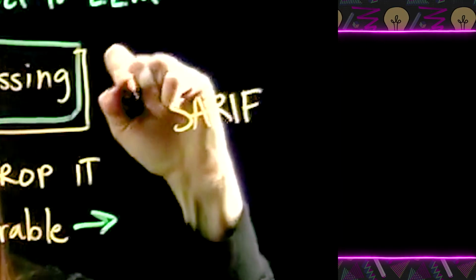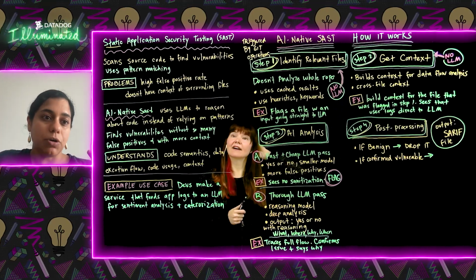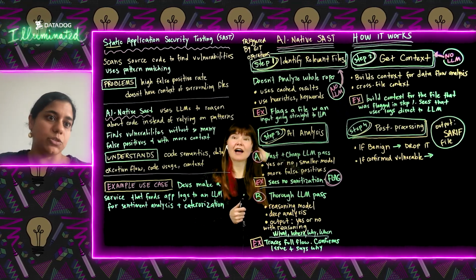And that SARIF file is where our tool actually updates it. SARIF is a standard in the industry, so all static application security tools basically output this type of file. We will output a SARIF file, and then we process it as part of the Datadog processing pipelines. And we do various things with that, right?